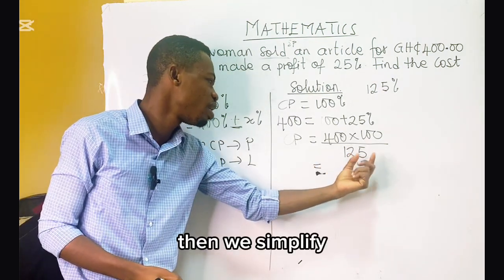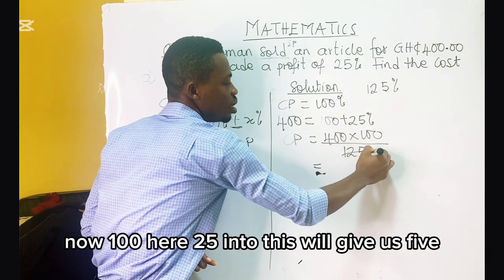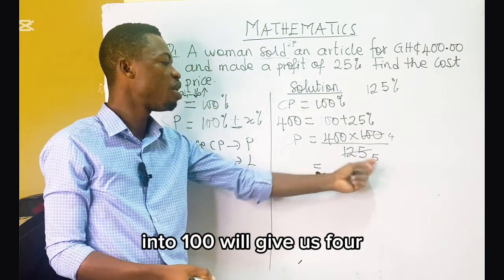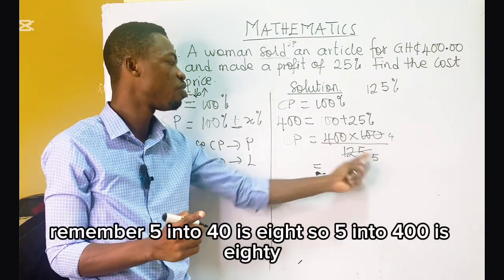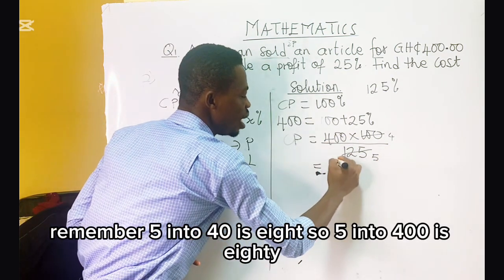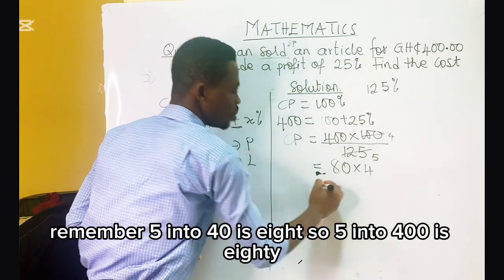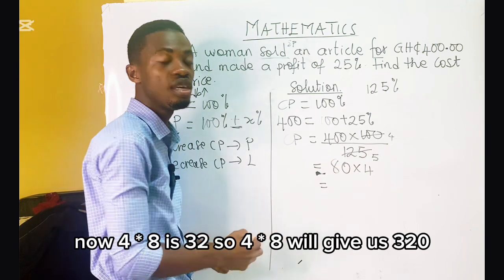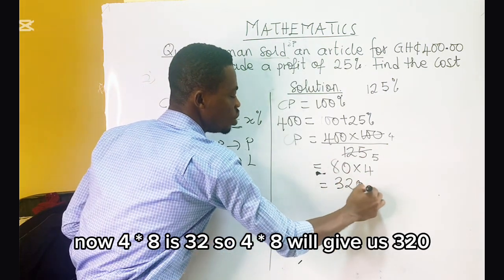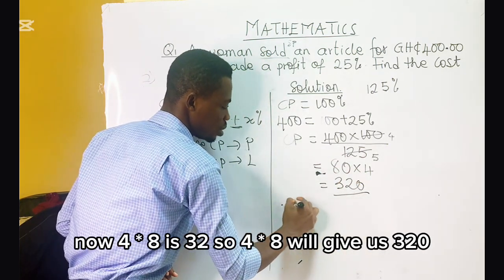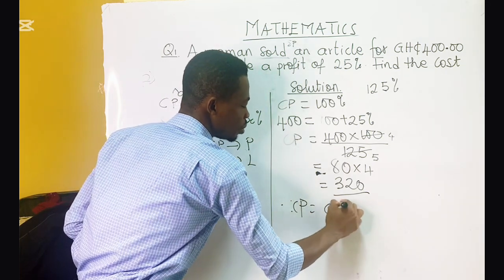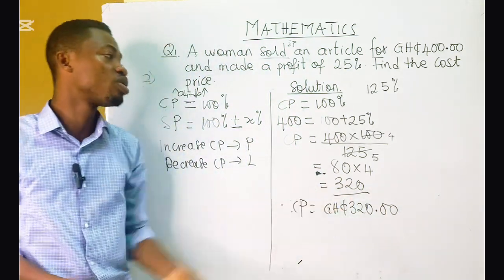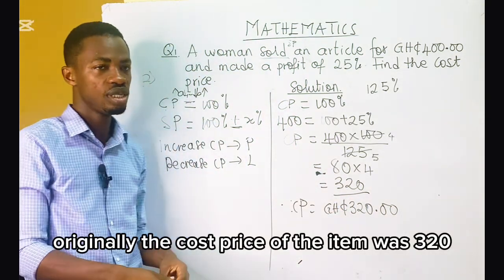Now 100 here, 25 into this will give us 5. Into 100 will give us 4. Remember, 5 into 40 is 8. So 5 into 400 is 80. Now 4 times 8 is 32. So 4 times 80 will give us 320. Therefore, it means originally the cost price of the item was 320 Ghana cedis.